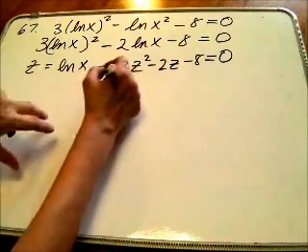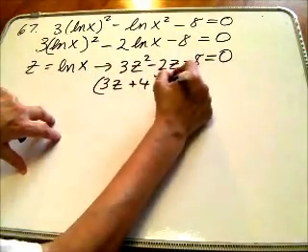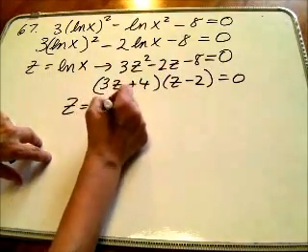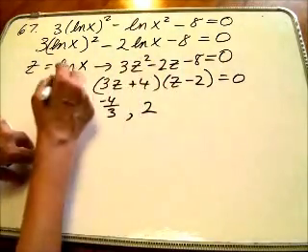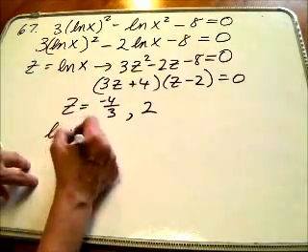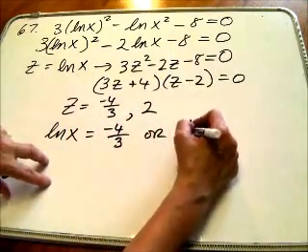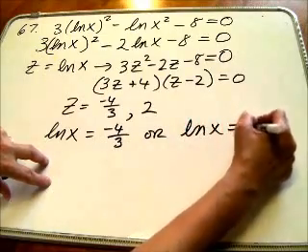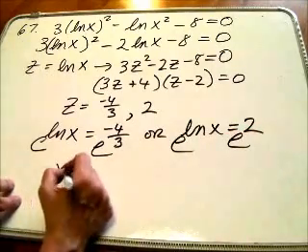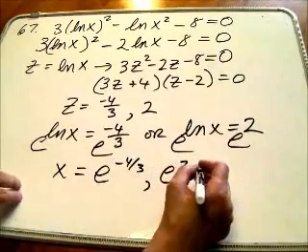Now that happens to factor. It took me a little while to factor, but it's 3z plus 4 times z minus 2 equals 0. And so we get z equals negative 4/3 or 2. But what does z equal? Z equals log x. Can log x be a negative? Certainly. Log can be a negative. Can't take the log of a negative, but the log can be a negative. So we have log x equal negative 4/3, or the natural log of x equal 2, and then we anti-log it with an exponential function. That gives me x equals e to the negative 4/3, or e squared.